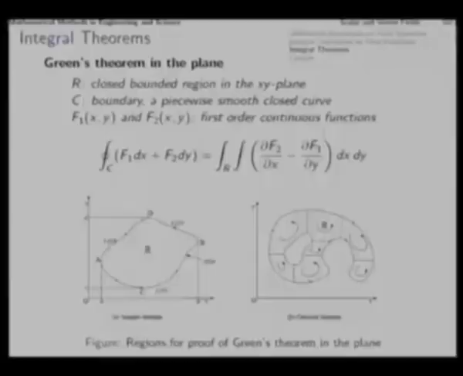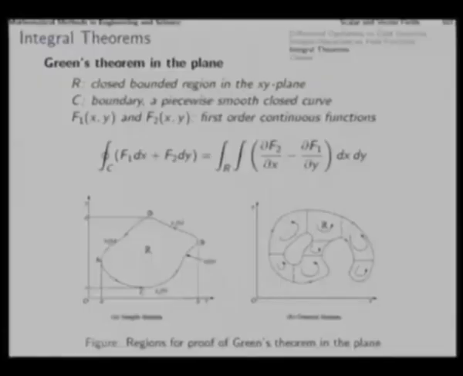Now, among the three theorems that we are going to discuss, the line of proof for the first of these, the Green's theorem in the plane, we will discuss in detail to give you the flavor of the proofs of these theorems, and for the rest of them we will summarize the theme of the proof only.